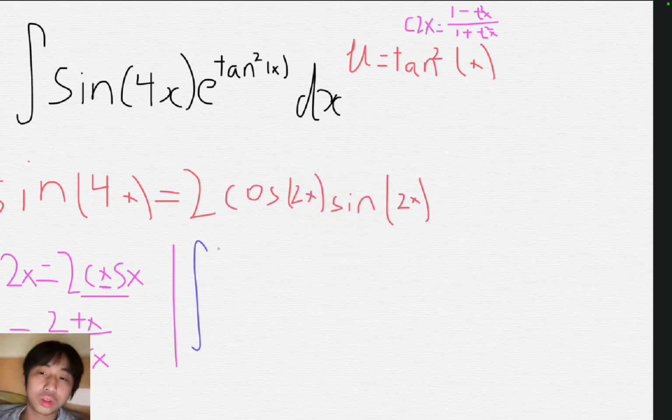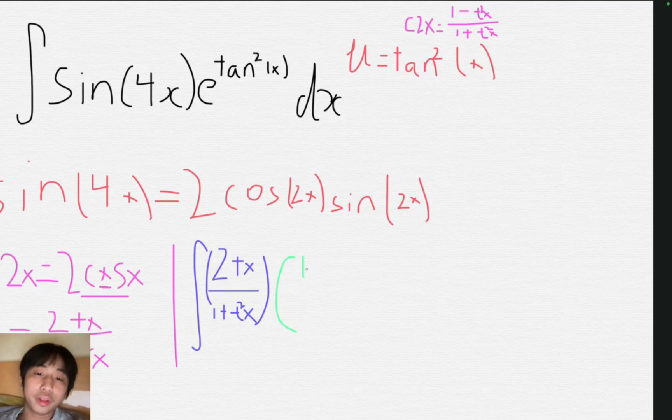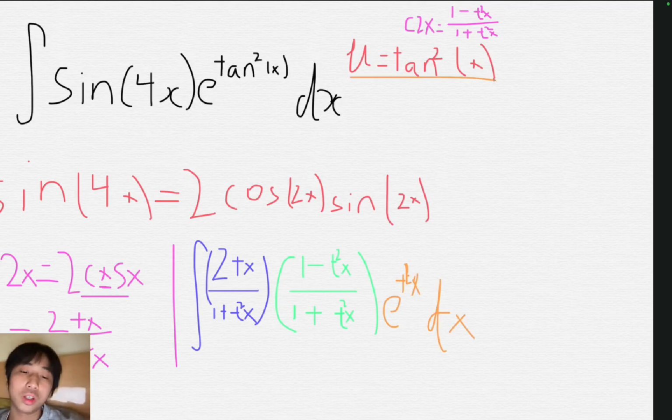of 2 tangent x over (1 plus tangent squared x) times (1 minus tangent squared x) times e to the tangent squared x. So we did it, guys. We finally turned everything into tangents. And now we can finally use u-substitution.